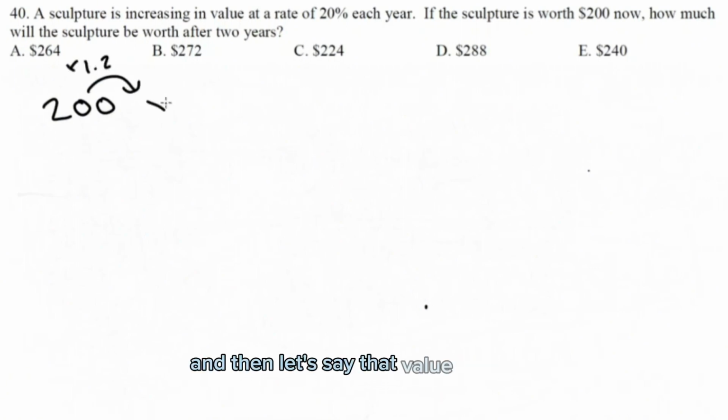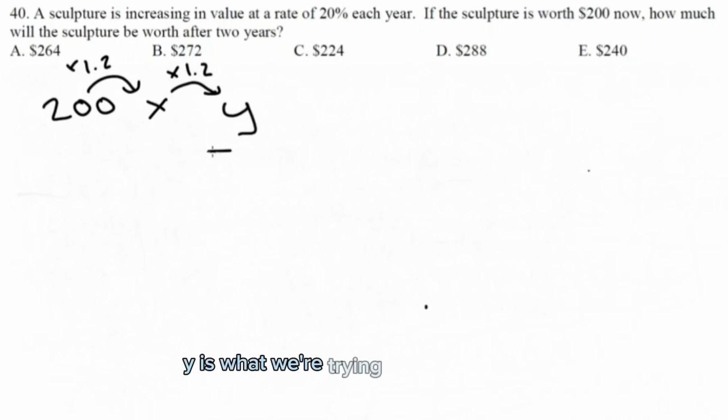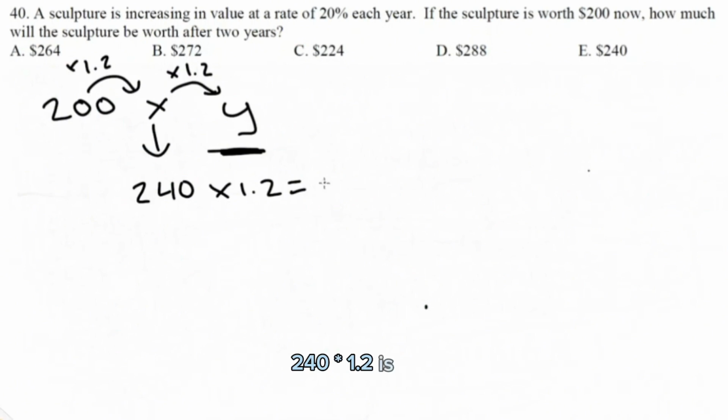And then let's just say that value is x, right? Then the next year, after 2 years, it's going to be 1.2 times as much. So let's just say that's y. Y is what we're trying to find right here. So let's do this. So first, 200 times 1.2. 200 times 1.2 is 240. So x is 240. Now we have to find 240 times 1.2. 240 times 1.2 is 288. And that's your answer.